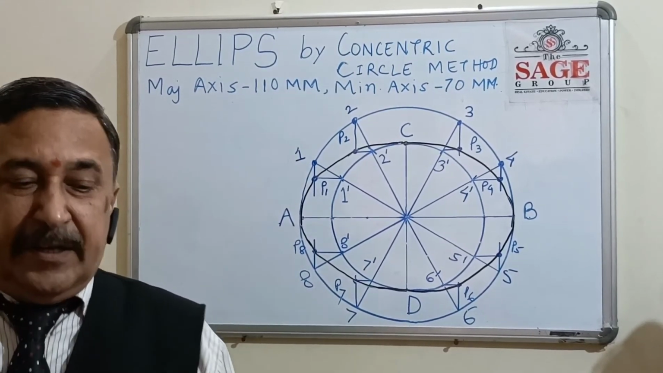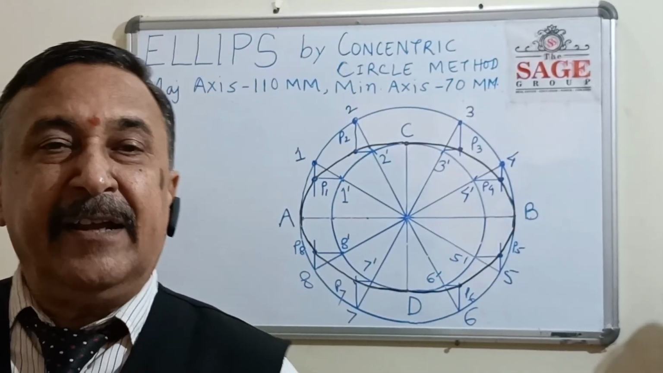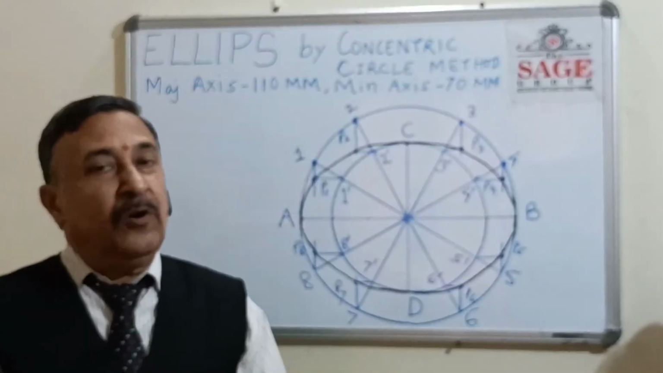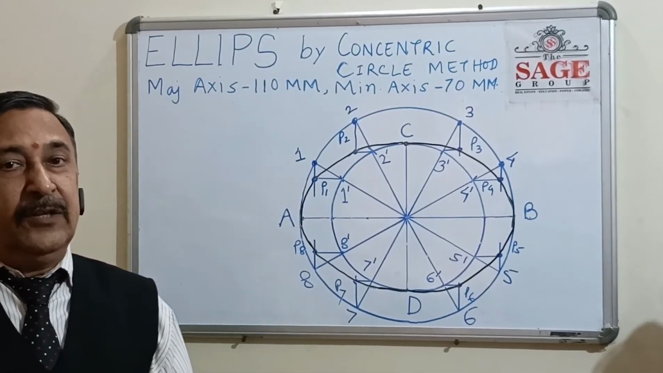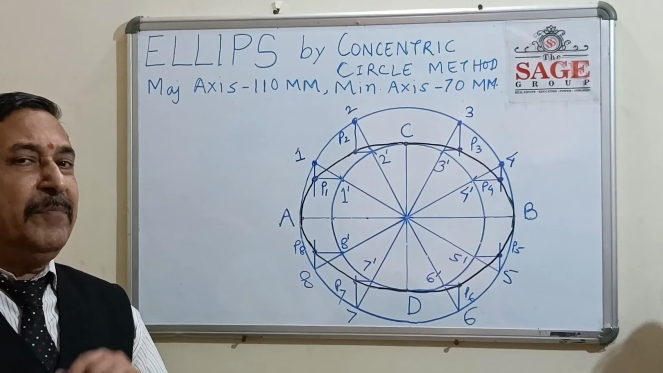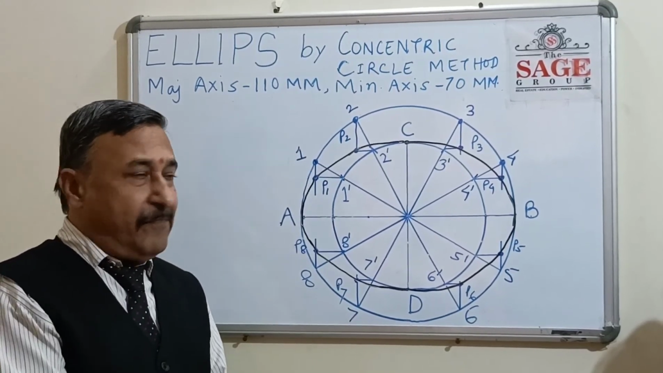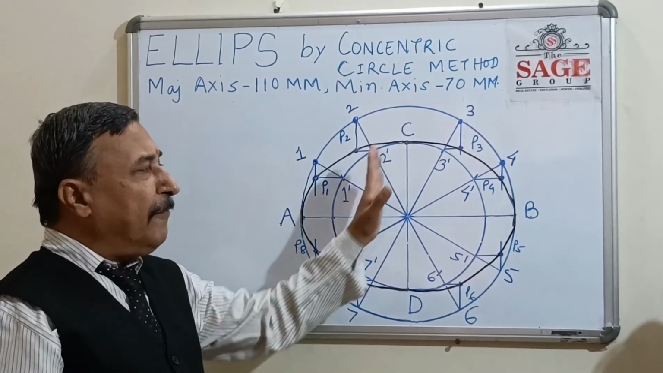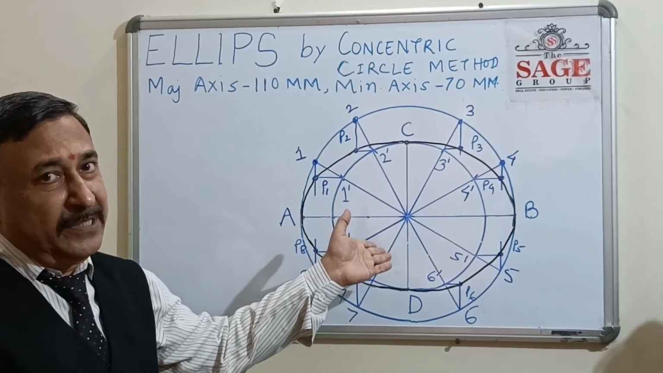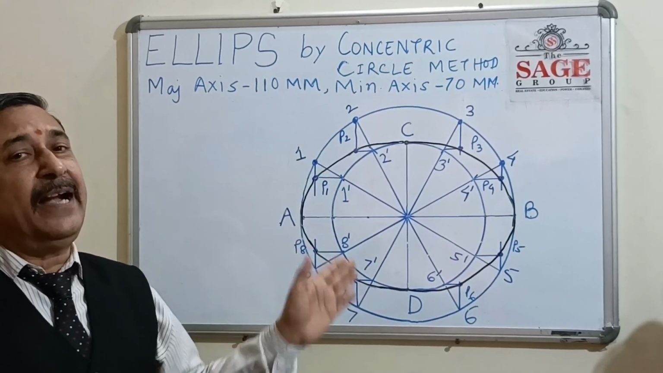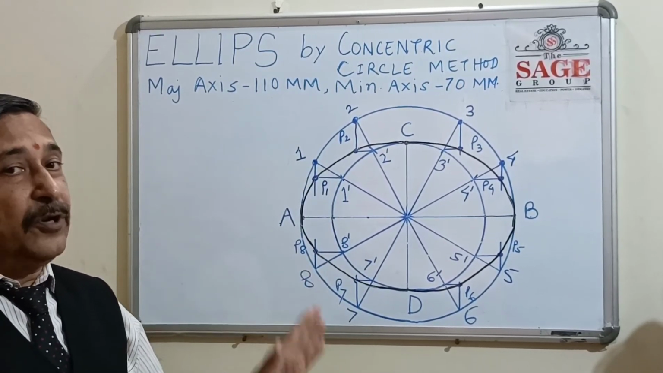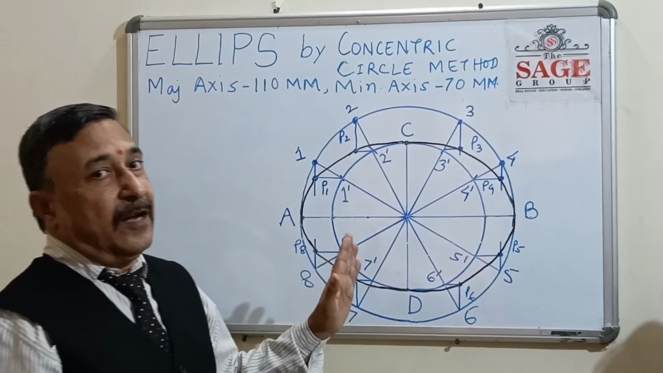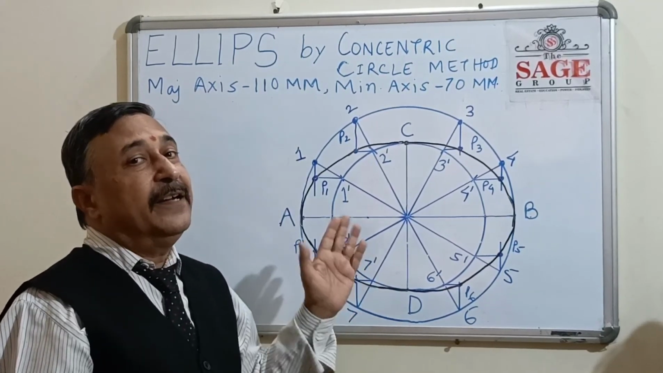Okay, now we have already seen the rectangle method. We already know the concentric circle method. So generally one problem comes in the exam, that is, draw a half ellipse by the concentric circle method and a half ellipse by the rectangle method. So can you draw? Just try, or we see it next class.